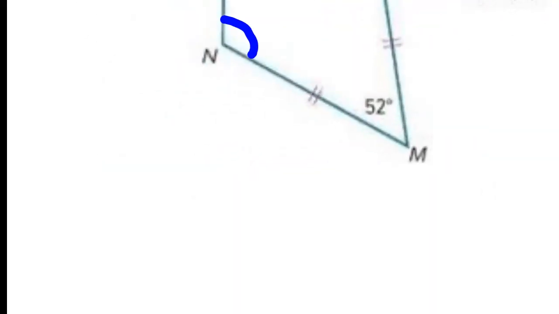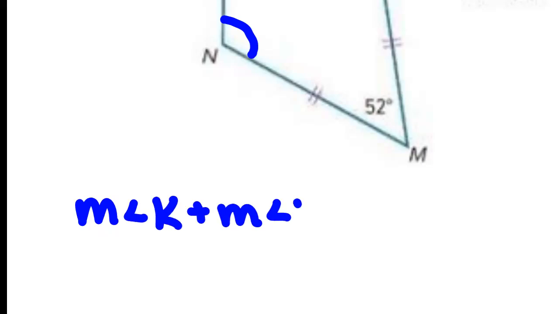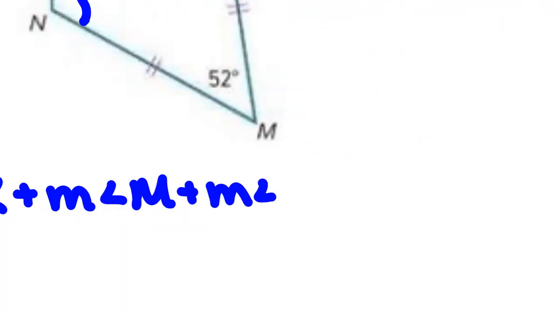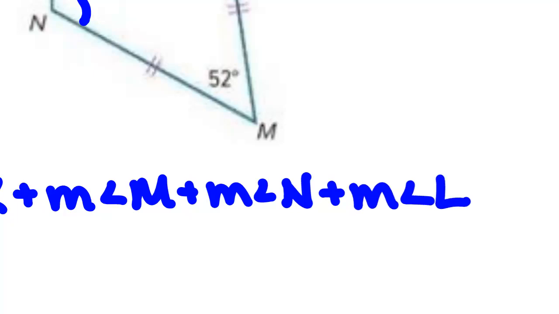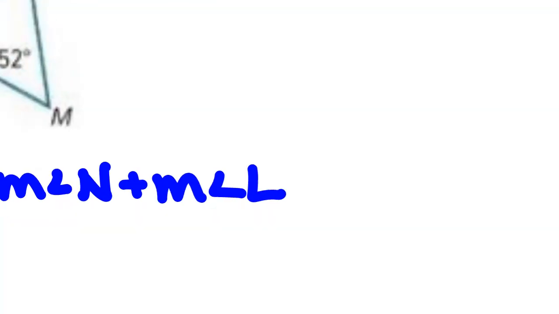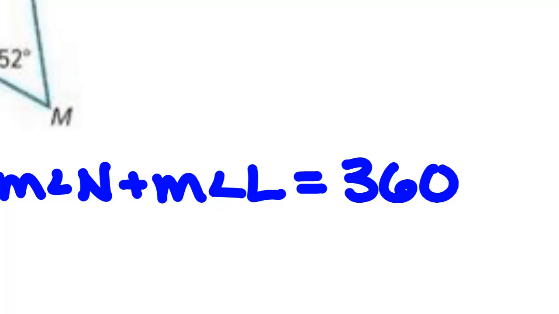And I know that when I add all 4 of those angles together, measure of angle K plus the measure of angle M plus the measure of angle N plus the measure of angle L, all four of those angles are going to add up to how much every time? 360 degrees. How do you know that it's 360?